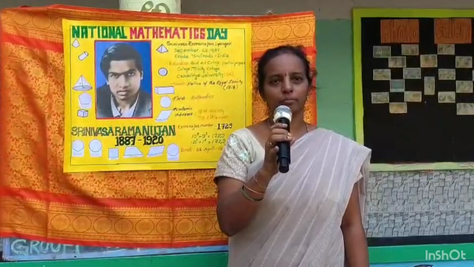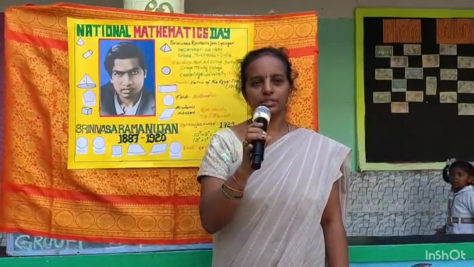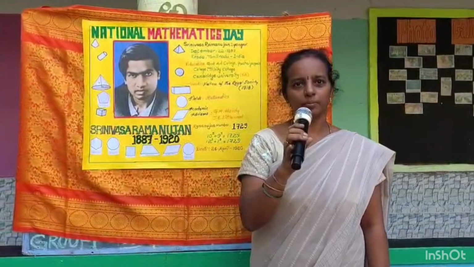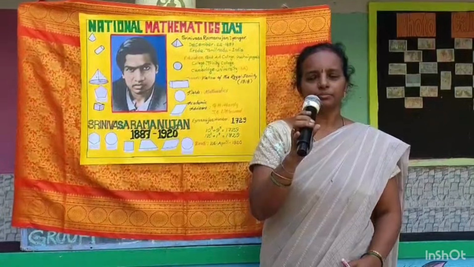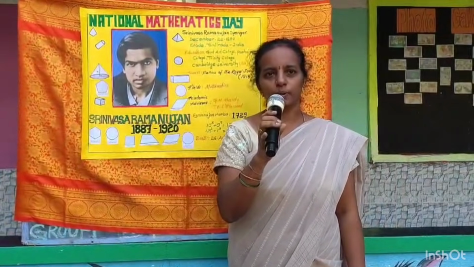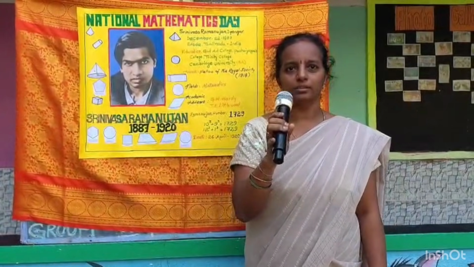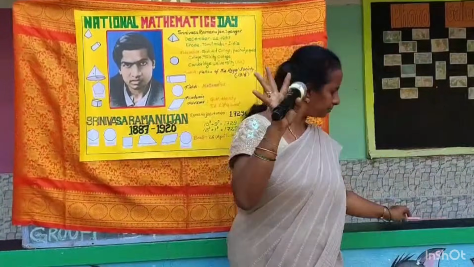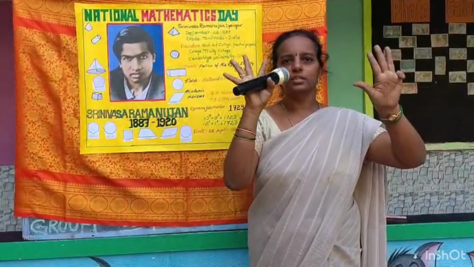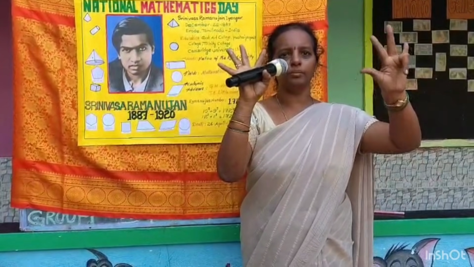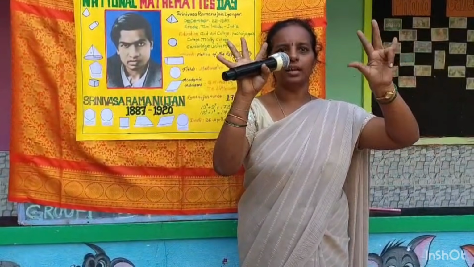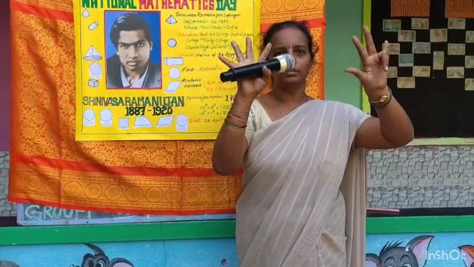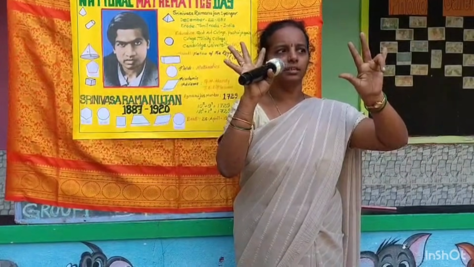Today is Great Mathematician Day. Srinivasa Ramanujan was a great mathematician. I will explain the maths table of 9 only. Nine ones are 9. Nine twos: the left side number is 10, the right side number is 8, that is 18. Nine threes.